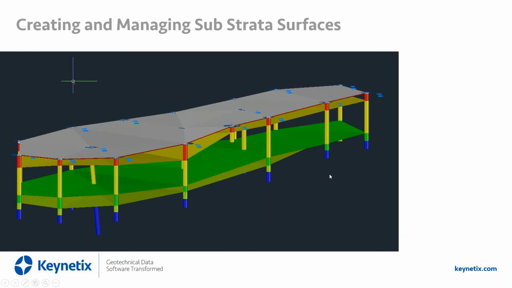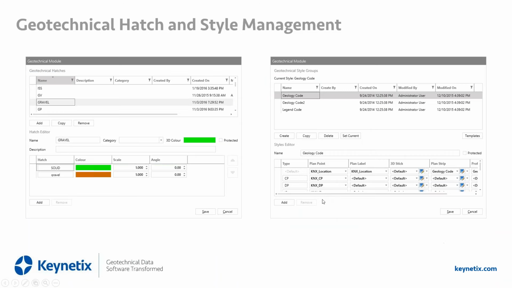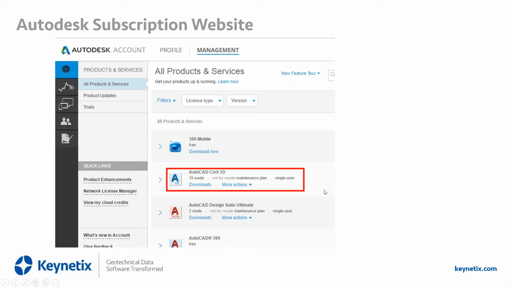We'll go on and see how we can generate Civil 3D surfaces from the materials down the borings, so you can see it and visualize it. From that, we can look at how to generate geotechnical profile views. A little look at our hatch and style manager interfaces, and then on from there.